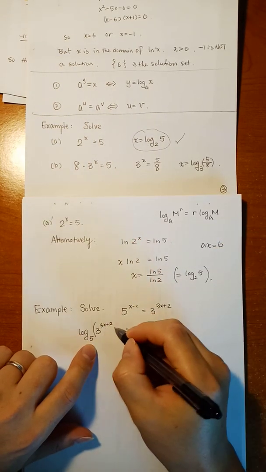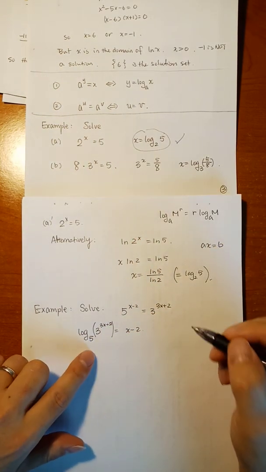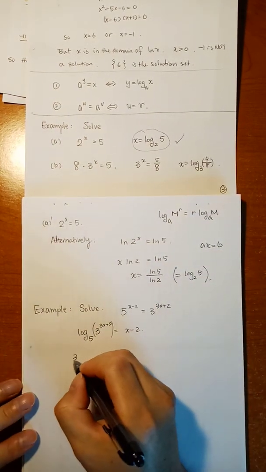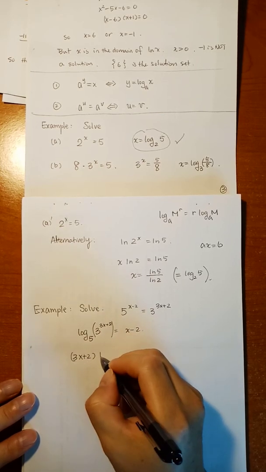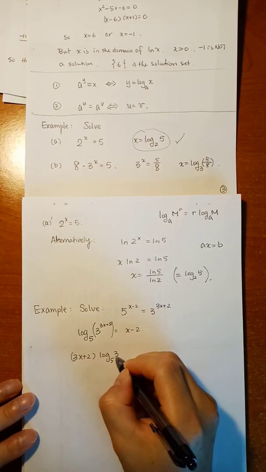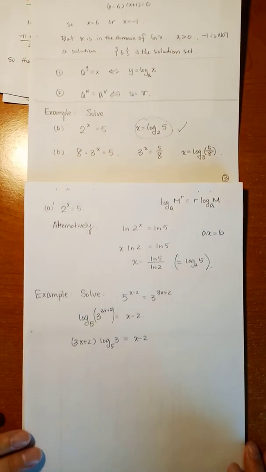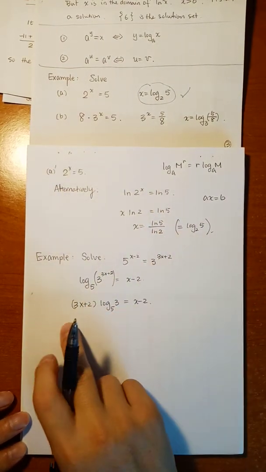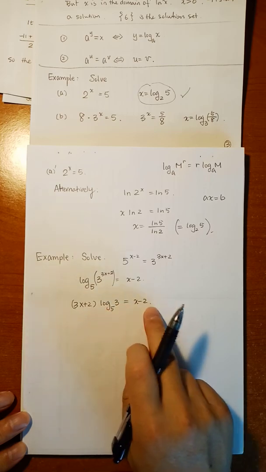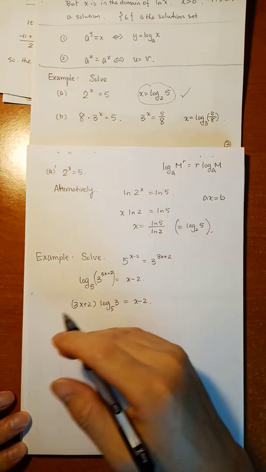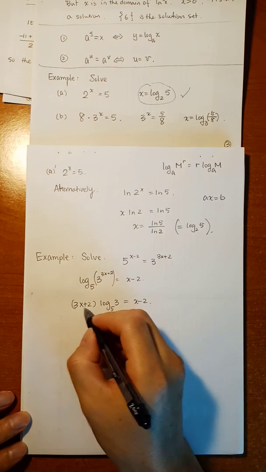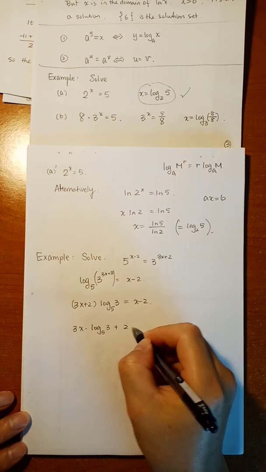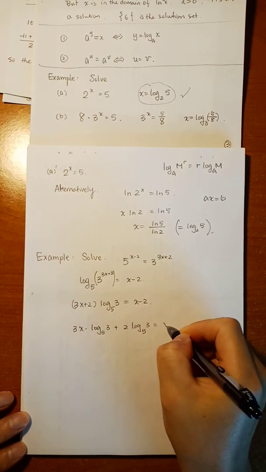So, okay, and then you apply the property. You can move this exponent forward. So you get (3x plus 2) log 5 of 3 is equal to x minus 2. And then let's try to simplify it, because now x and all the numbers are in the same row. So you can do the linear computation. So it's 3x times this, plus 2 times it, is equal to x minus 2.